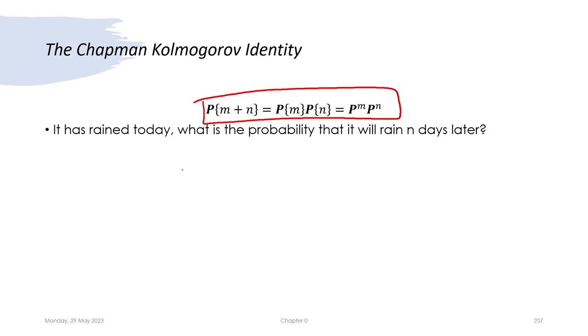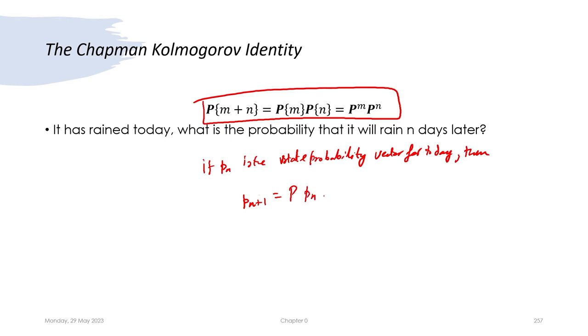So we say that if Pn is the state probability vector for today, then Pn plus 1 equals P times Pn, then Pn plus 2 will be P times Pn plus 1 equals P square Pn, and in general Pn equals P to the power n times P0. This is the general rule for Markov chains, and the probability transition matrix for m states ahead is given by this.